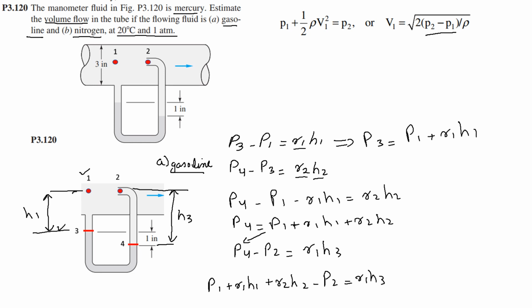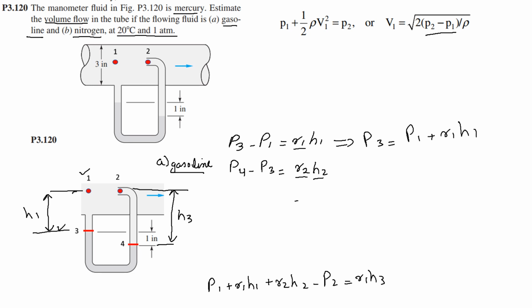So what I am going to do is arrange this equation in the form of P2 minus P1. So let's give some space, because we are required to find P2 minus P1 to find the velocity. So arranging this equation in the form of P2 minus P1, what we are going to get is an equation that will be in the form of P2 minus P1.